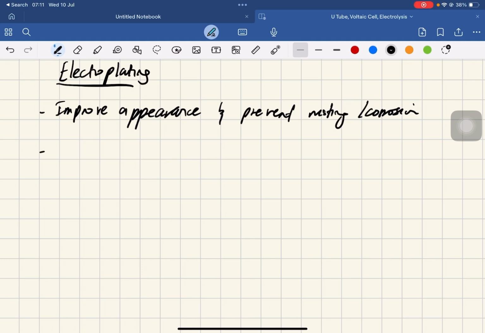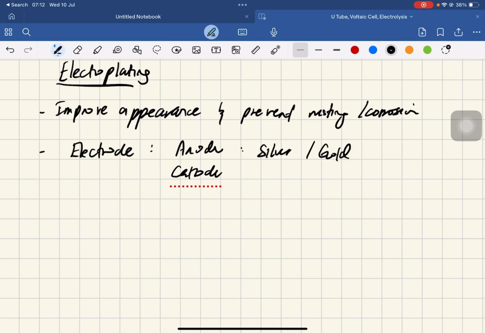Okay, now the type of electrode that we're going to use. The electrode at the anode and cathode is different. So the anode is always going to be the metal, meaning it's either silver or gold. And at the cathode is the object that is going to be plated, highlighted here in your note. Whatever you want, it can be a ring, a key, or an iron spoon.